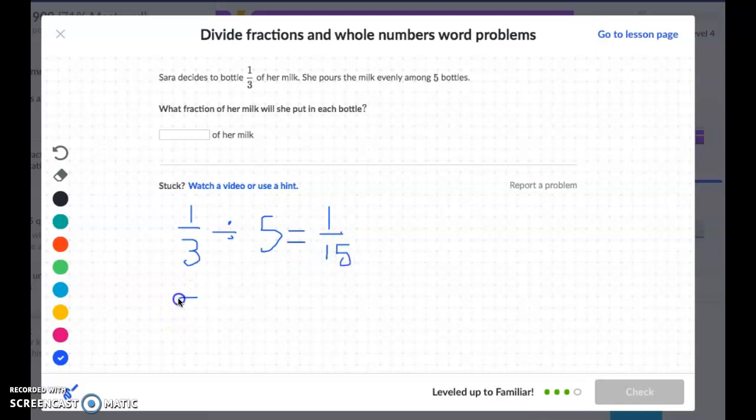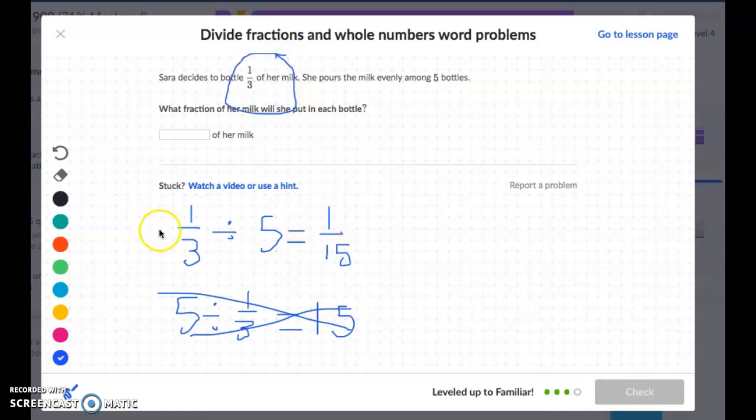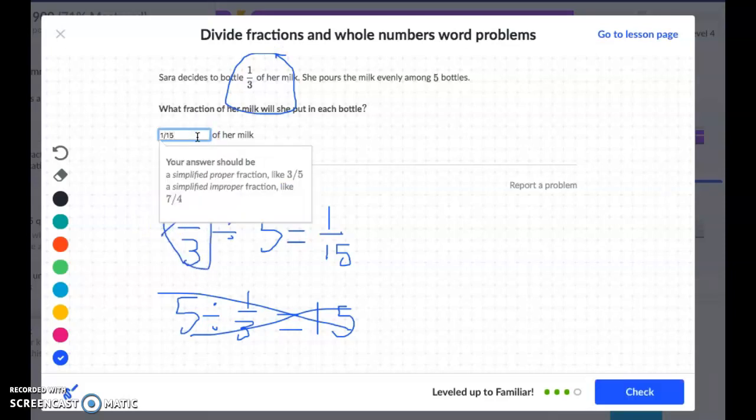Or we could take the 5 bottles and we could divide it into 1/3, and that would give us 15 of her milk. Now, in this case, 15 of her milk would not make sense when she only has 1/3 of it in the first place. So that's a good way to check and say that for sure does not make sense. Also, we can go back to thinking, what's being split up? Well, the milk is what's being split up. So that has to be my first number in the division problem. So 1/15 is my final answer.